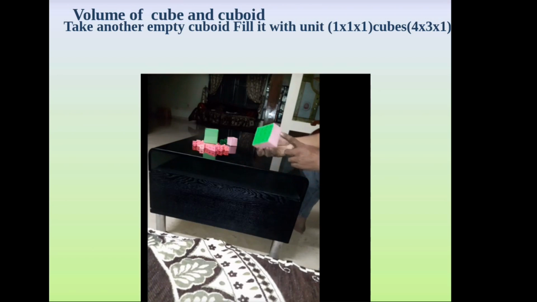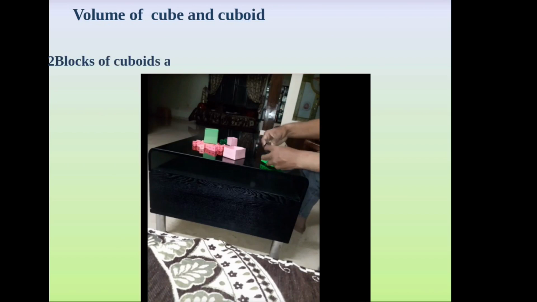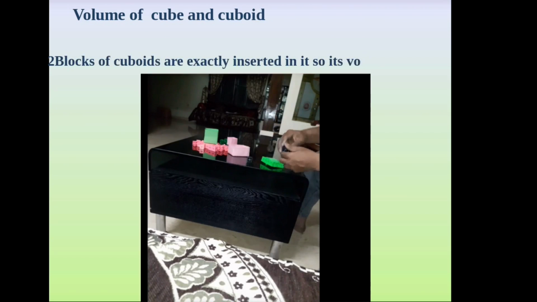Now remove all of them and count how many unit cubes there are. That is its value. 4, 3, 1. 4 into 3 into 2. 4 into 3 into 1 blocks, 2 are inserted inside, that is 4, 3, 2 is the size of the cuboid.